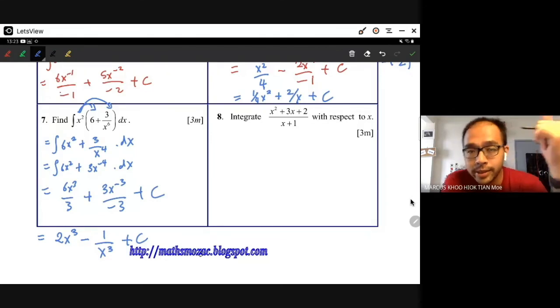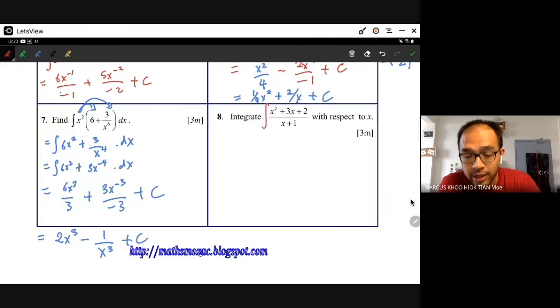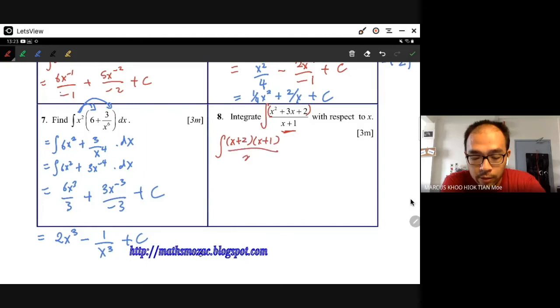Number 8 is our, well, only one person has said it doesn't know how to do this. So when you integrate this, it is hard to integrate because ada x plus 1 di bawah. Kita tidak boleh, we cannot split it because there's x plus 1 down there. But what you need to be able to see is actually this one, you can factorize it. So you can get x plus 2 and x plus 1 over x plus 1 terhadap dx.